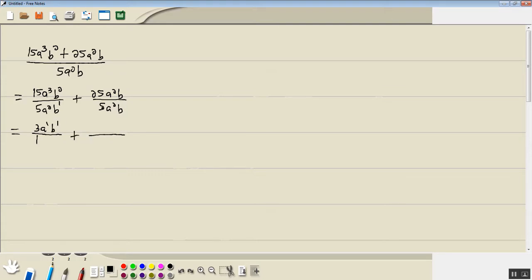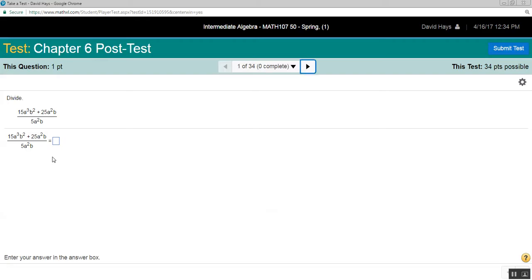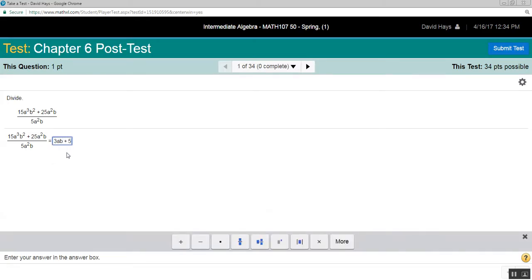Plus 25 and 5, both divisible by 5. 25 divided by 5 is 5. 5 divided by 5 is 1. These a squareds cancel and the b's cancel because they're exactly the same. So that gives us 3ab plus 5.